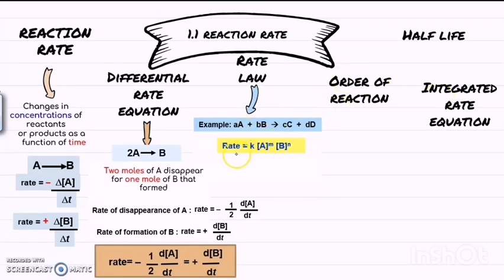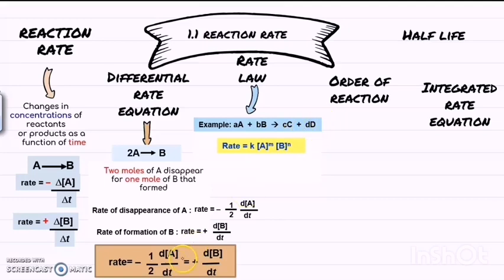In the rate law, we have the rate of reaction, the rate constant, the concentration of A with respect to its order, and the concentration of B with respect to its order. Since in this reaction I use m and n, we can say that it is m order with respect to A and n order with respect to B.